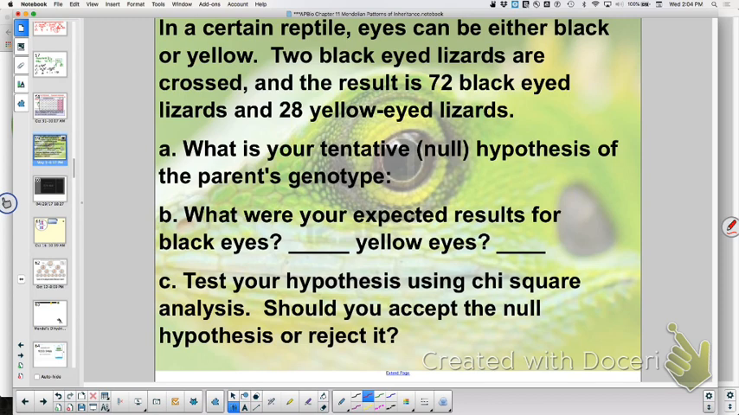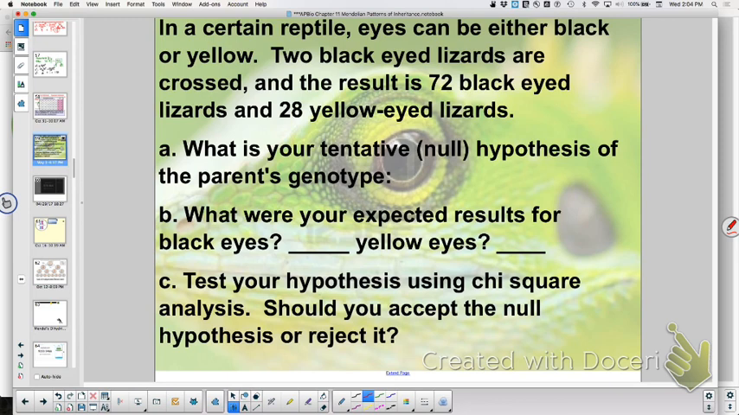Okay? Now, 2 black-eyed lizards have children. Some of their children, in fact, a lot of their children have what color eyes? Black. Oh, but now we have a new trait coming up. What's the new trait? Yellow eyes. Oh, all of a sudden yellow. What are some examples of where 2 parents have one trait, but a few of their children get some other trait?